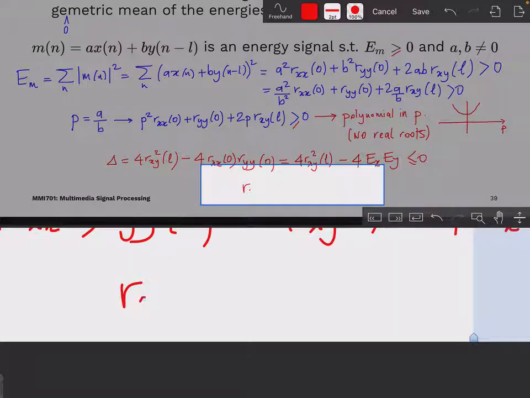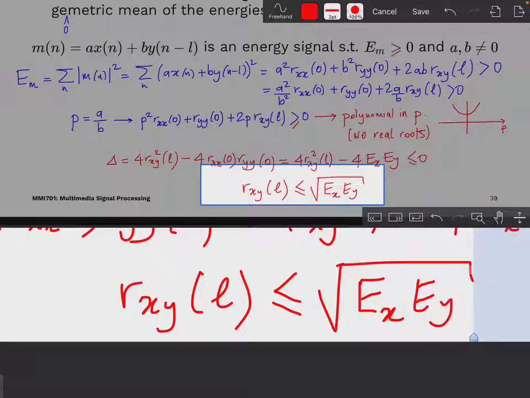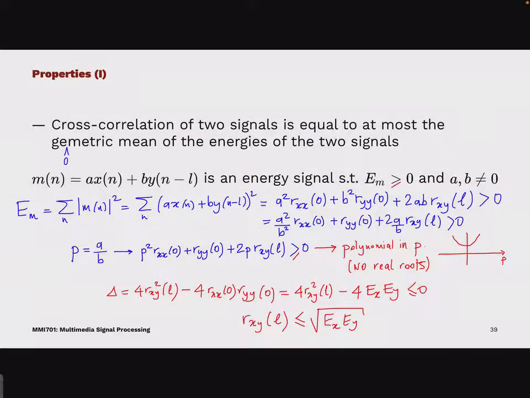Then that's going to mean the cross correlation of x and y at the lag L is less than or equal to square root of energy x and energy y, which means the cross correlation of two signals at any given lag L is always going to be less than the geometric mean of the two energies of these signals. Okay, so that is good.